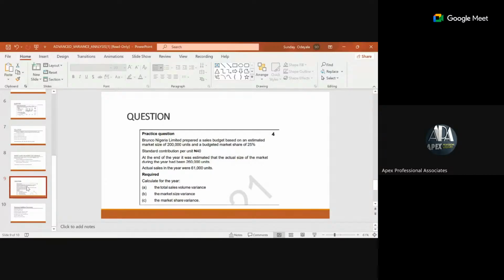So yep, going on to the last question from the examples before we dive into the main questions. Okay, let's take it this way. Now, Brunco Nigeria Limited prepared a sales budget based on an estimated market size of 200,000 units. Now, that's the budgeted market size, and a budgeted market share of 25%. Now, the standard contribution per unit is 14 naira.